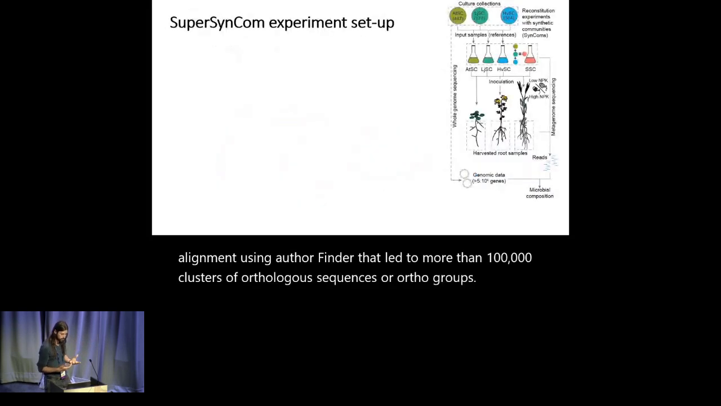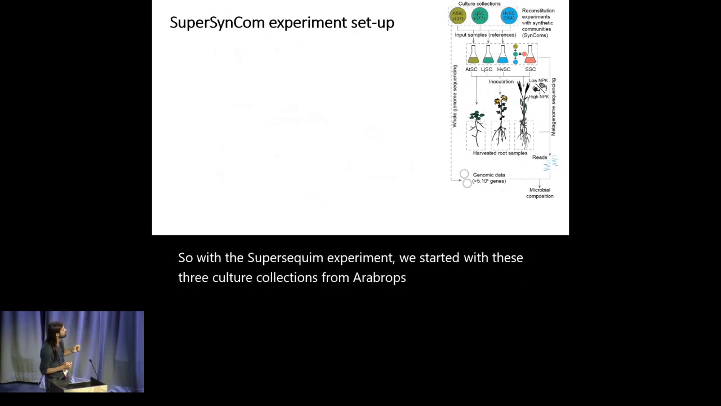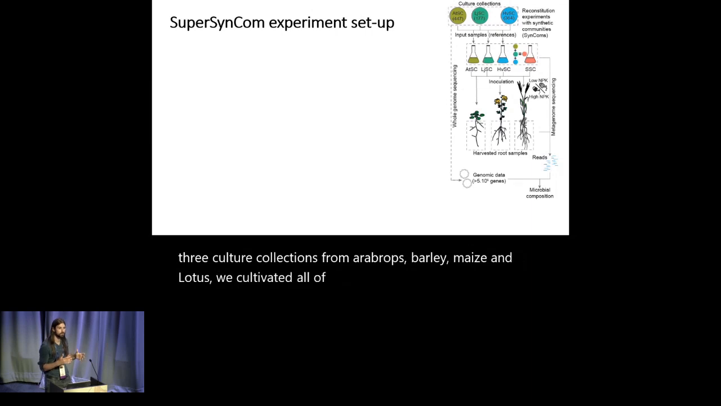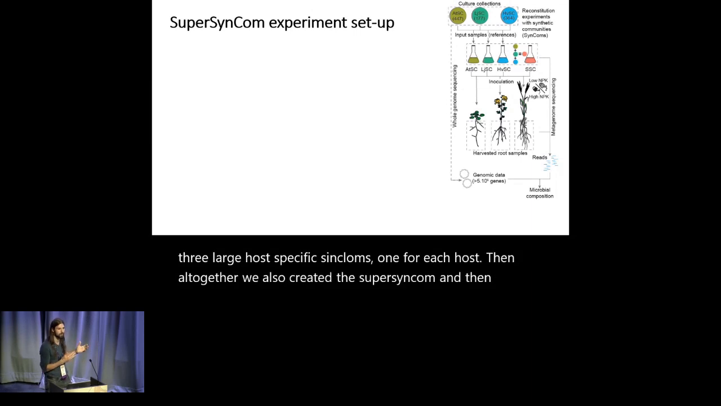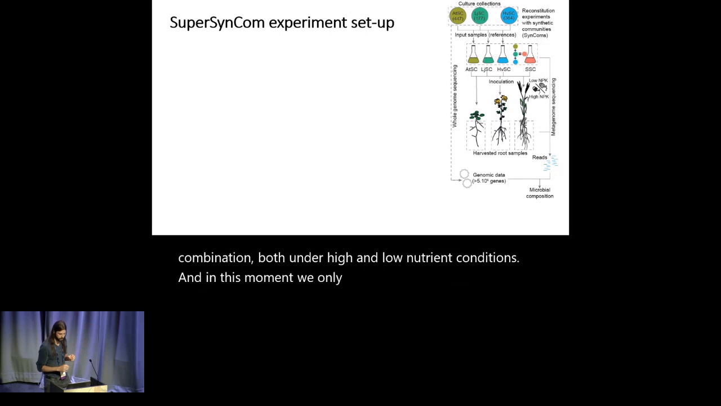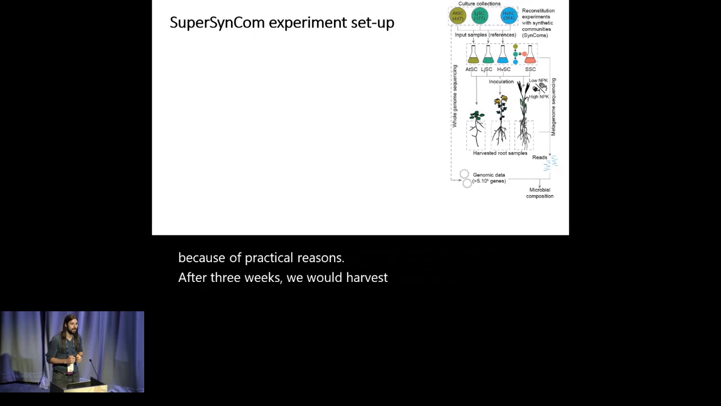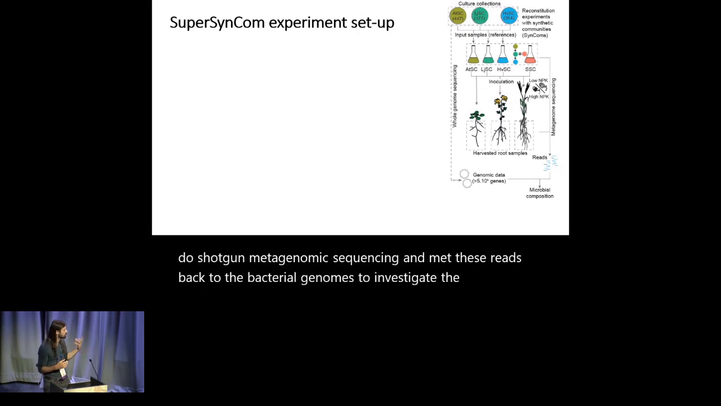So with the super SynCom experiment, we started with these 3 culture collections from Arabidopsis, barley, maize, and lotus. We cultivated all of these strains and mixed them into 3 large host-specific SynComs, 1 for each host. Then altogether, we also created the super SynCom, and then we inoculated these 3 onto every plant again, in every combination, both under high and low nutrient conditions. And at this moment, we only focused on barley, by the way, because of practical reasons. After 3 weeks, we would harvest the roots, extract DNA, do shotgun metagenomic sequencing, and map these reads back to the bacterial genomes to investigate the microbial composition.